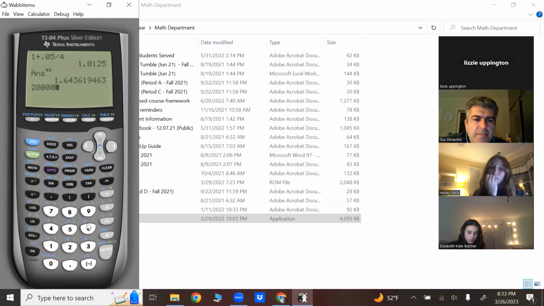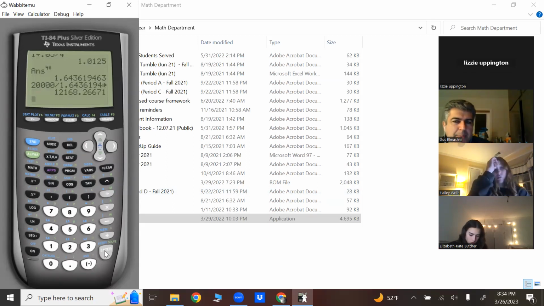I do 20,000 divided by, and if you hit the second button and then the negative symbol, or you could do this. If you just hit the up key and just hit enter, it grabs it and brings it down for you. Okay, so I should just use that one.